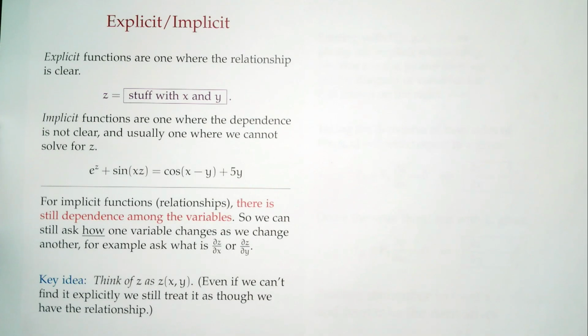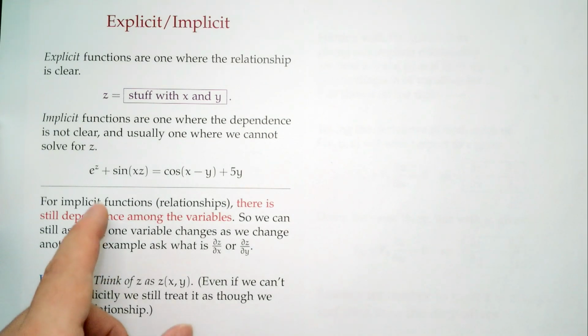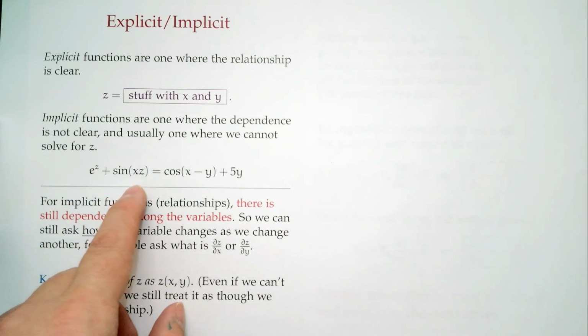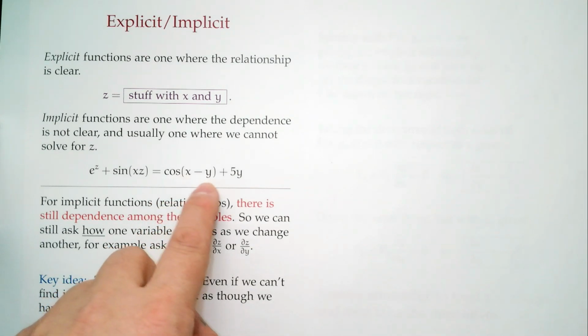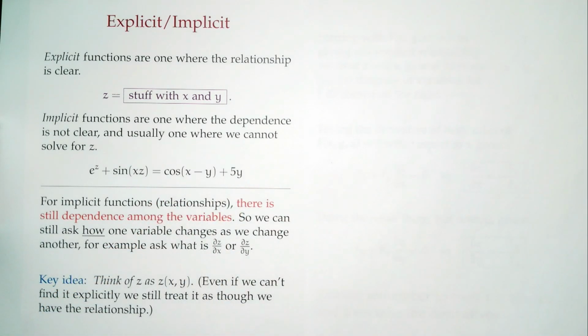It still depends on what x and y are to get z, but it's not so clear how to get z. So as an example, e to the z plus sine of x times z equals cosine of x minus y plus 5y. If I plug in choices for x and y, I'm limited to what z can be. Usually I'm limited to 1, maybe 0 options. Sometimes there's multiple. But I'm limited, I'm restricted. So z depends on x and y, but now we don't have our clear relationship.